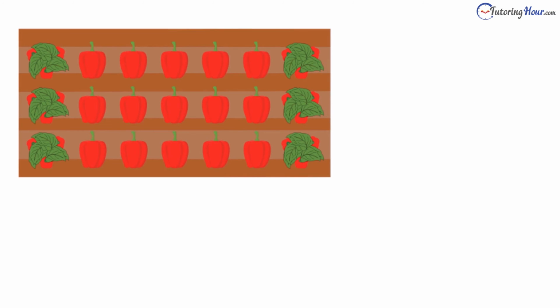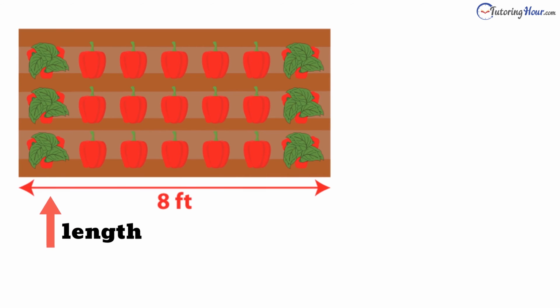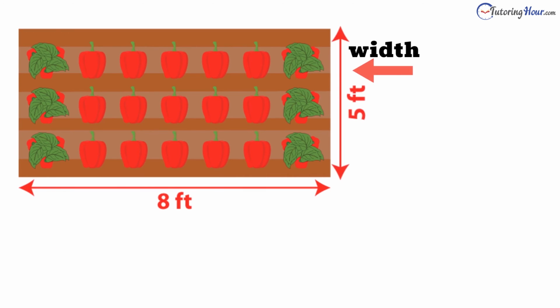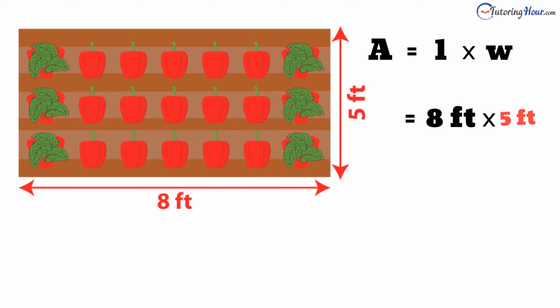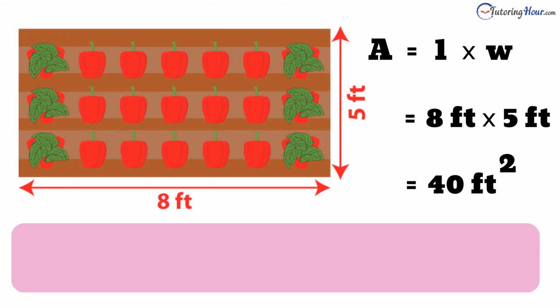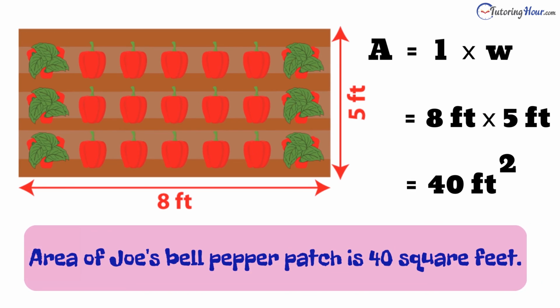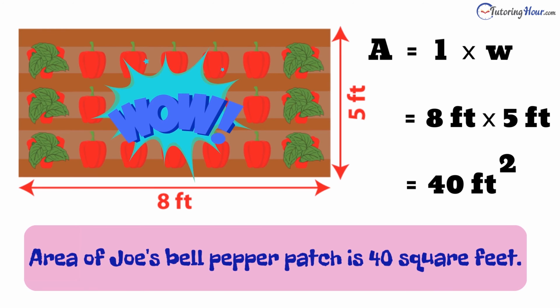So let's apply this formula to find the area of the rectangular bell pepper patch. The length is 8 feet, and the width is 5 feet. The formula for finding the area of a rectangle is length times width. That is 8 feet times 5 feet. Multiplying the two, we have 40 square feet. Therefore, the area of Joe's bell pepper patch is 40 square feet. That was pretty simple.